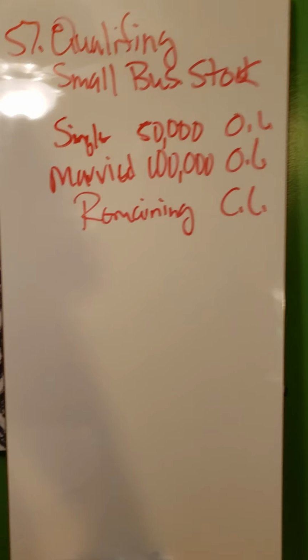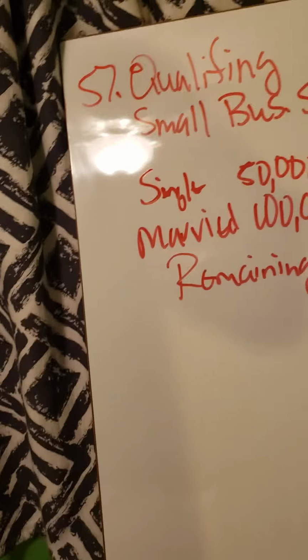If I'm married, I can take $100,000 as an ordinary loss. Any remaining amounts are capital losses. Okay, so in this problem, I sold 1/3 of my qualifying small business stock of $100,000.